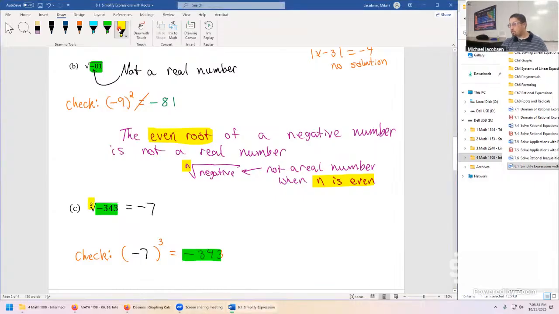The check always involves raising the answer to whatever the index is, with a reminder that if there's nothing there, it's a square root, so the power is 2.